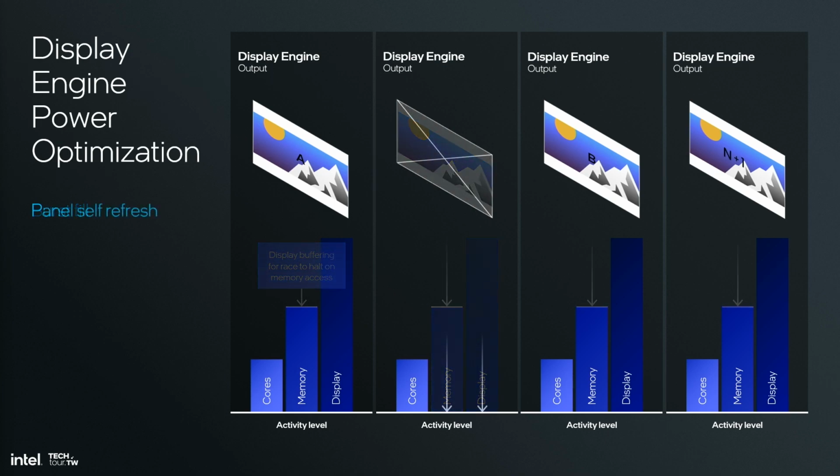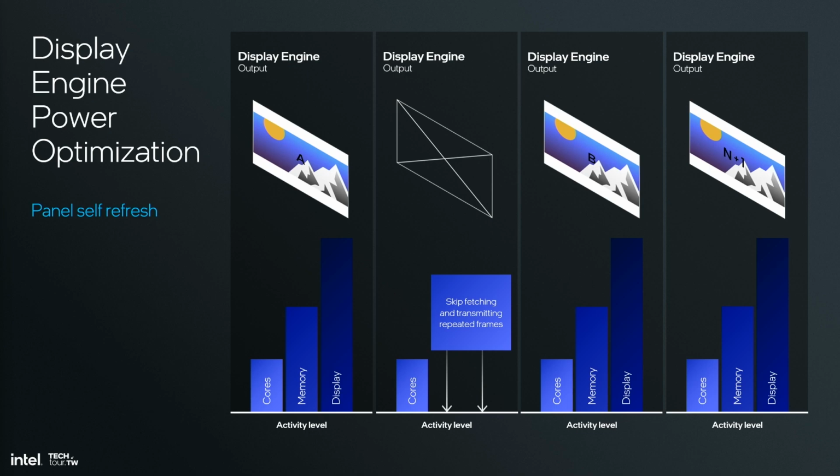The next innovation was panel self-refresh. What we're doing here is capturing the data, sending it over to the panel, and then asking them to implement a buffer inside the panel to record that image, so that if the next frame doesn't change, then on the next refresh, we'll just refresh the panel itself without retransmitting the data.